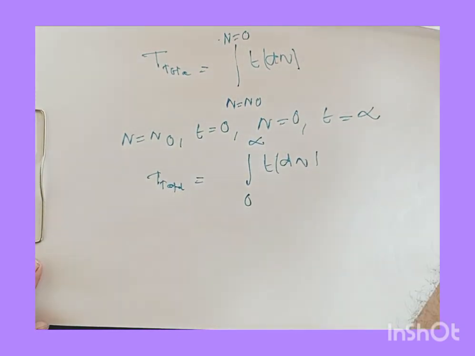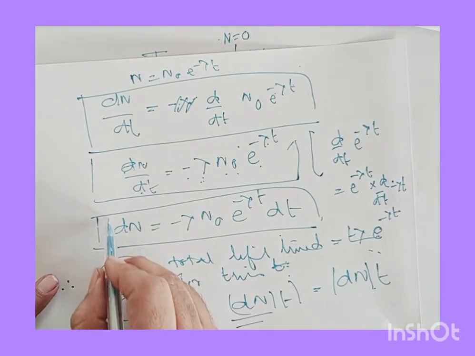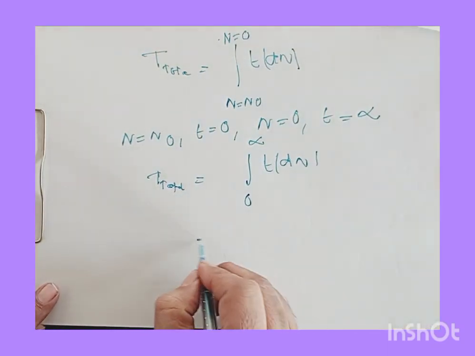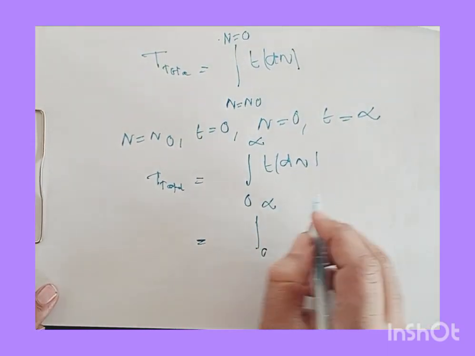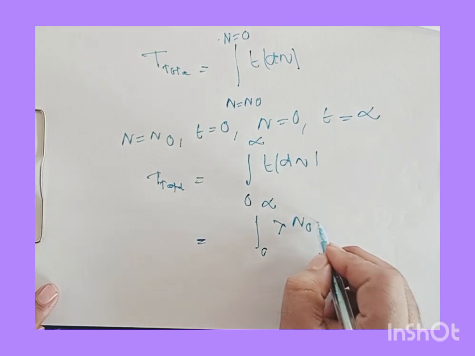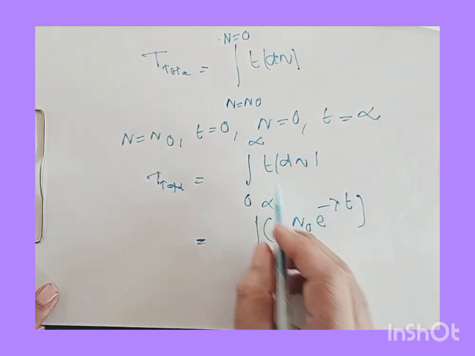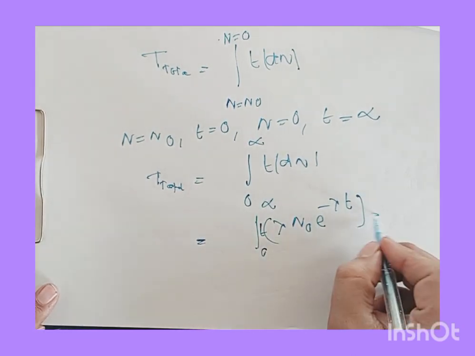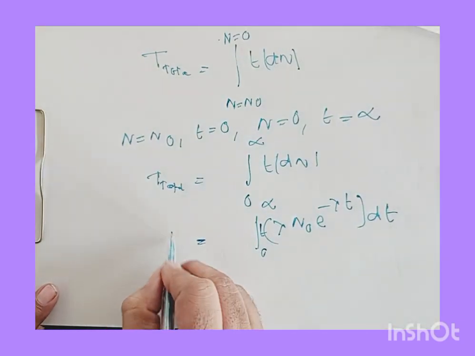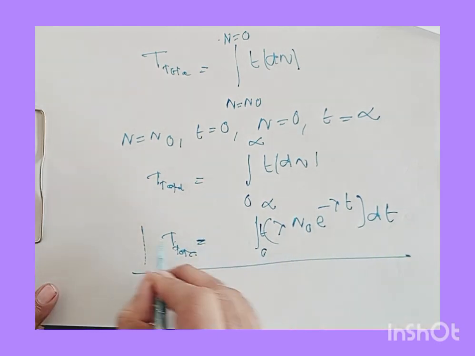I will use dN for this, but I want to use the modulus of dN. So what will that be? That will be the integral from 0 to infinity of lambda N0 e to the power of minus lambda t, and this whole thing is multiplied by this t, and we have dt there. Okay, so here I have the total, the sum of all lives lived.